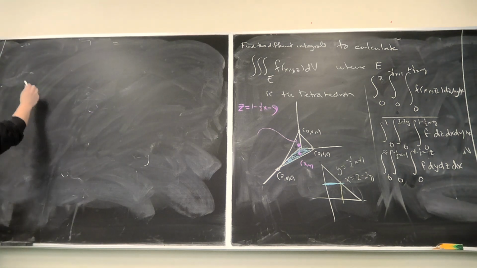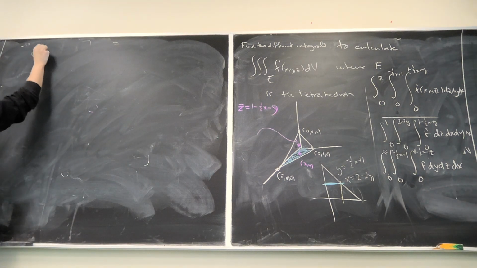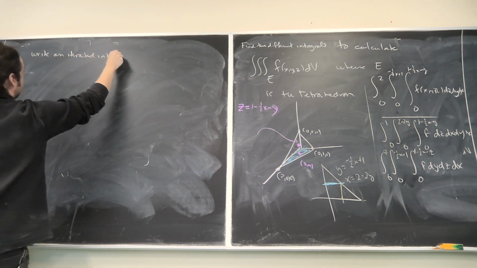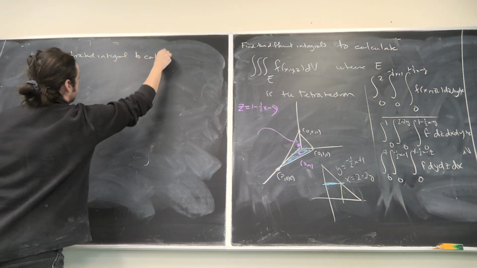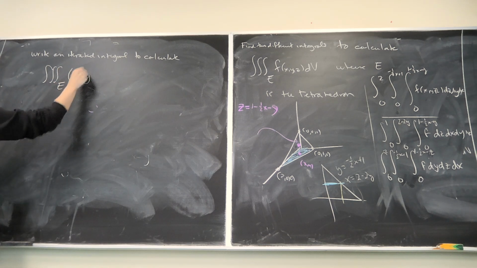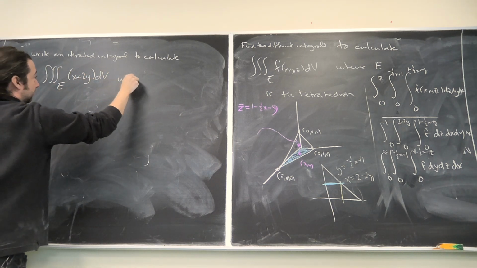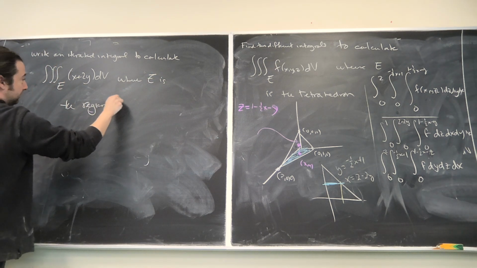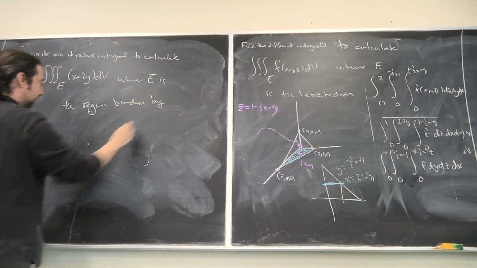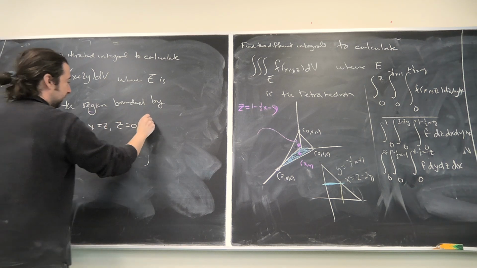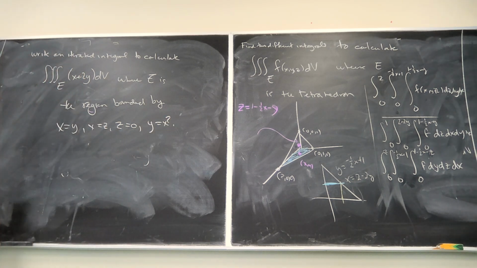Okay, so now I'm going to say, write an iterated integral to calculate the triple integral over E of x plus 2y dV, where E is the region bounded by x equals y, x equals z, z equals 0, and y equals x squared. Those are all surfaces.